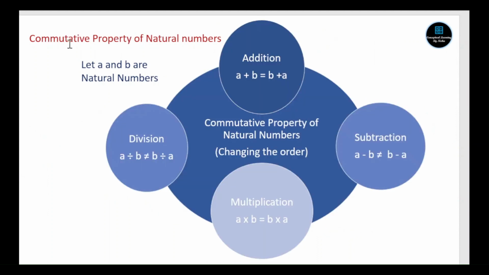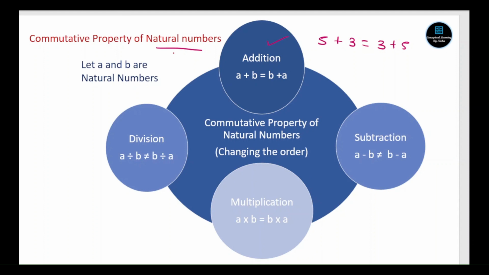Alright. Now commutative property. So commutative property is what? Changing the order. Now we'll think about the natural numbers. First, if I say 5 plus 3, the answer is 8. And if I change the places, 3 plus 5, I also get 8. In case of addition, this is valid.